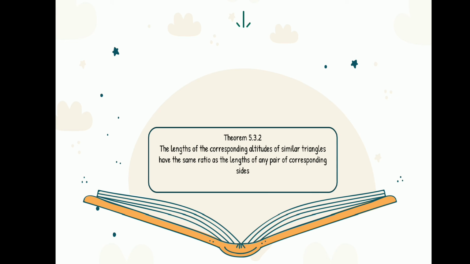And then we continue with theorem 5.3.2. The lengths of the corresponding altitudes of similar triangles have the same ratio as the lengths of any pair of corresponding sides.